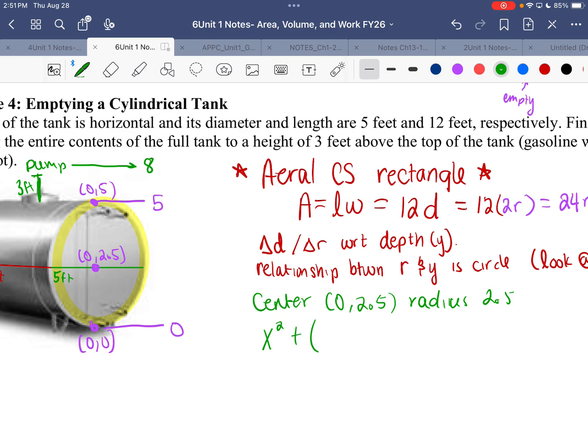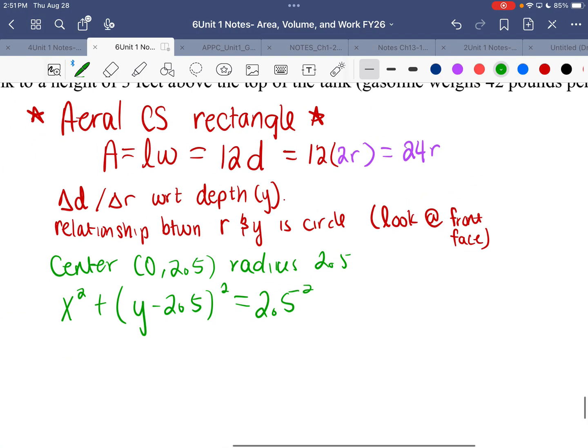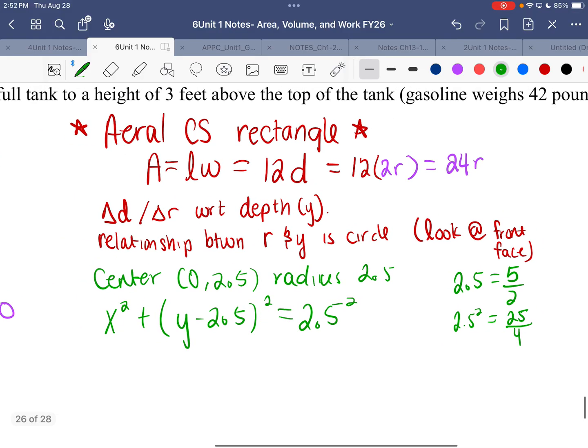x squared plus y minus 2.5 squared equals 2.5 squared. Fun fact about me, I really don't like decimals, especially squaring decimals, because I screw up decimal places a lot. So what is 2.5 equal to in fractions? 5 halves. So then 2.5 squared is going to be 25 over 4. Yes, so much better, and less likely for me to forget to bring that square everywhere I put the 2.5.